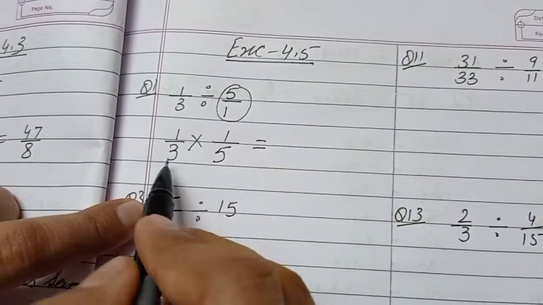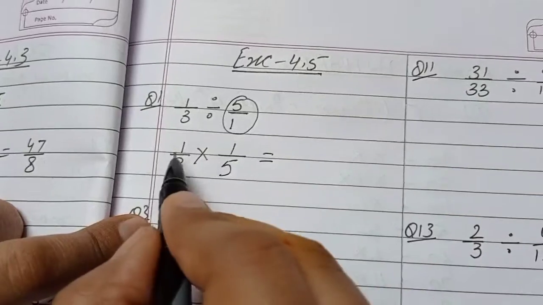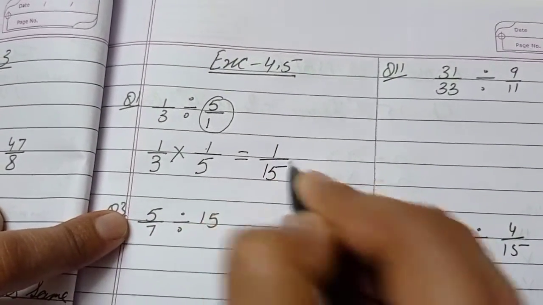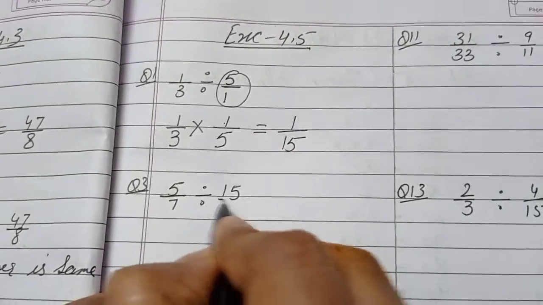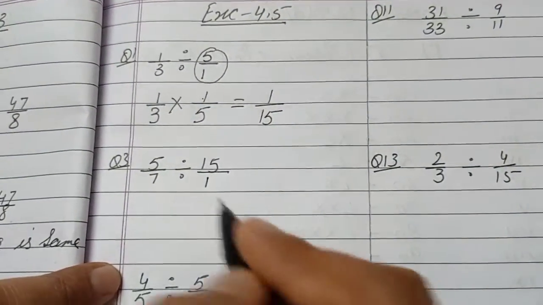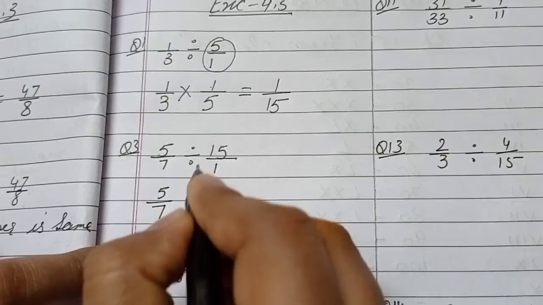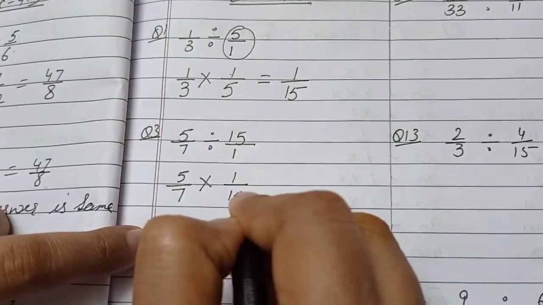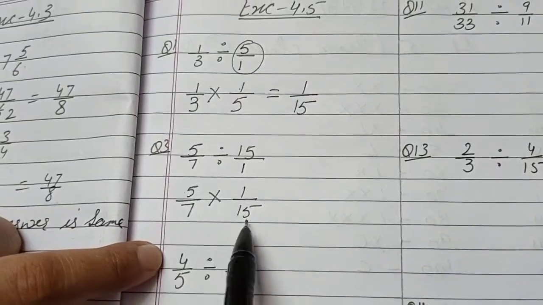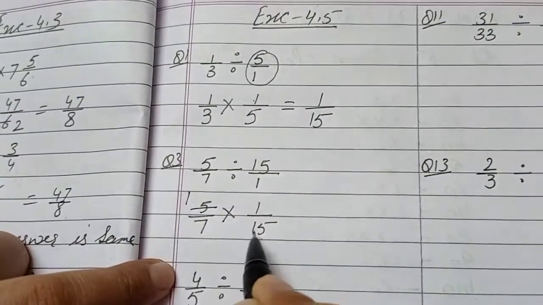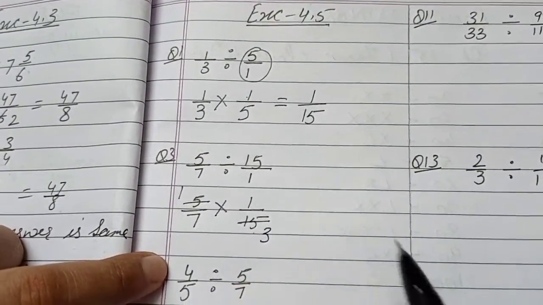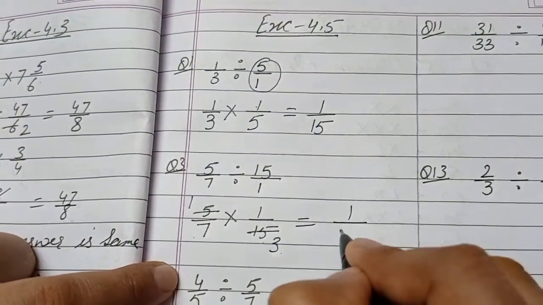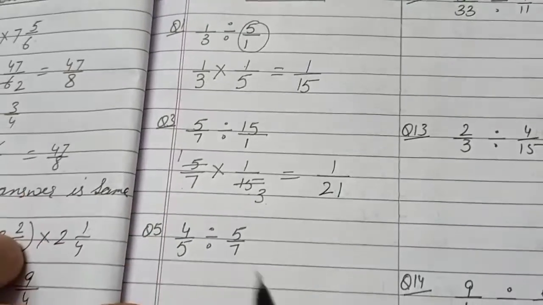Now the same procedure. See what can be cancelled? Nothing. So you are left with 1 ones are 1, 3 fives are 15. This is your answer. Same way, nothing in the denominator means 1 is there. 5 by 7, change division to multiplication and reciprocate this next fraction. Now 5 and 15 both can be cancelled with the table of 5. 5 threes are 15. So you are left with 1 ones are 1, 7 threes are 21, is the answer.